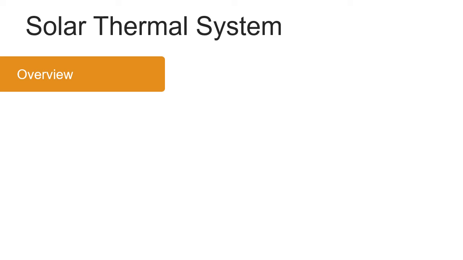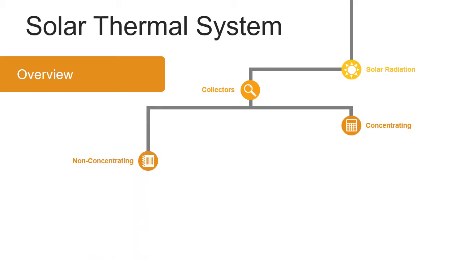The key working principle of solar thermal systems is the absorption of solar radiation through the use of solar thermal collectors. These collectors are classified into two categories, non-concentrating and concentrating. A non-concentrating solar collector is generally used for low temperature applications such as space and water heating. Meanwhile, concentrating solar collectors are used in high temperature applications such as concentrated solar power plants, which focus the solar thermal energy onto a receiver.